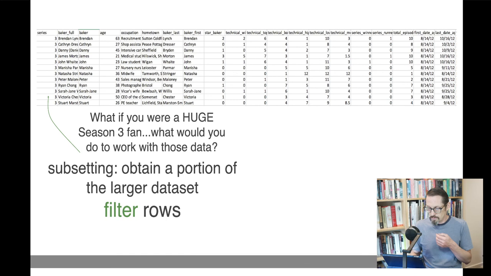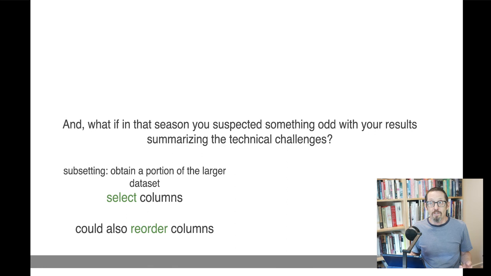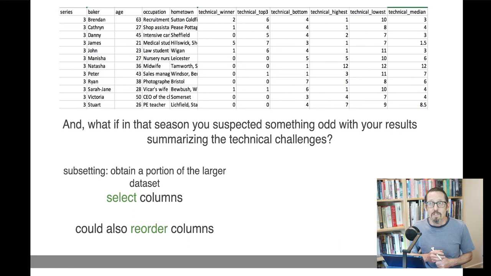Okay, another reason you might do various kinds of subsetting is what if you find out that you've done these operations to create the summary of Baker and Series, and it just looks really weird, right? Like you're rather suspicious that the median rank of this person could be 3 when their highest placing was 1 and their lowest placing was 10. It seems weird to you, right? Okay, so we want to double check.